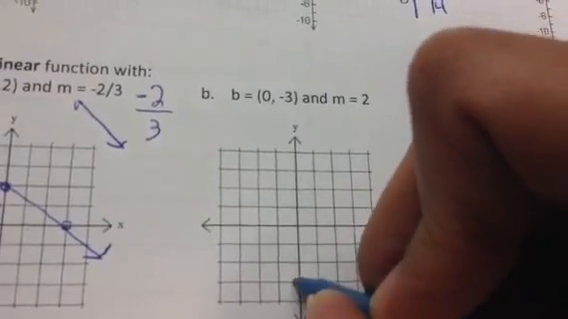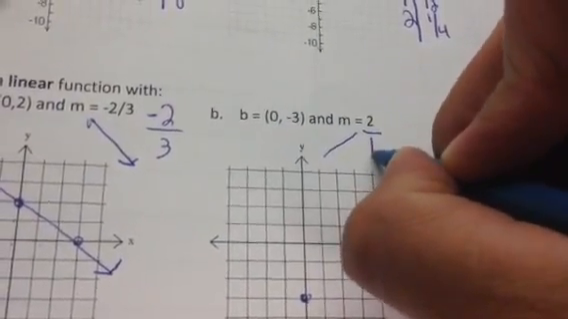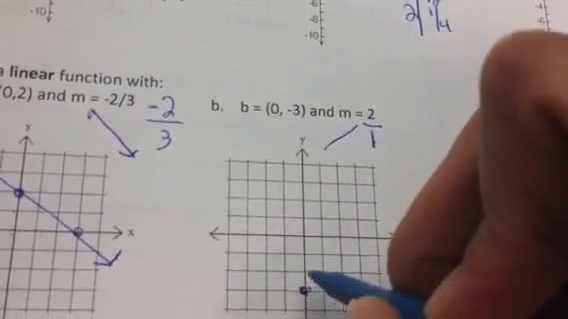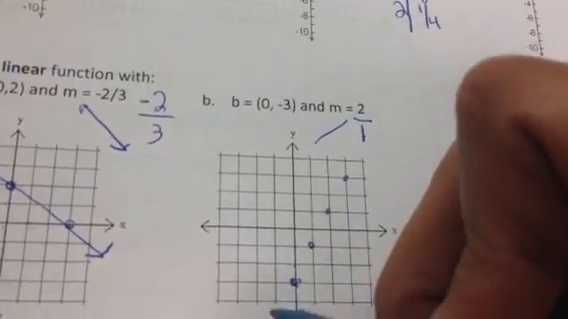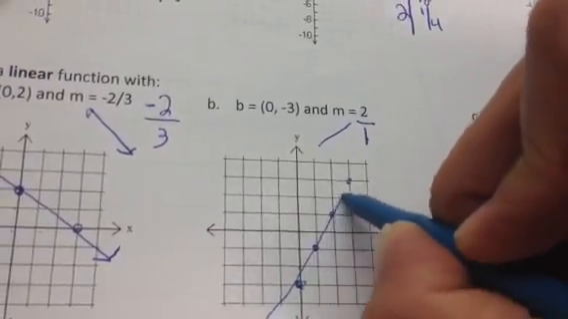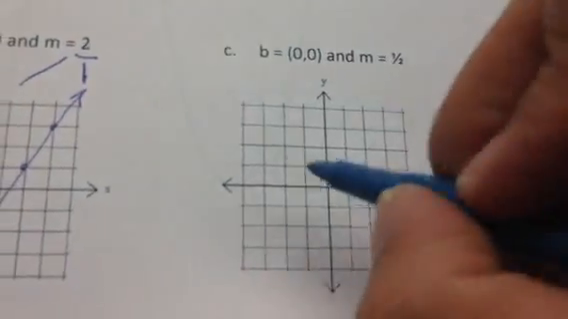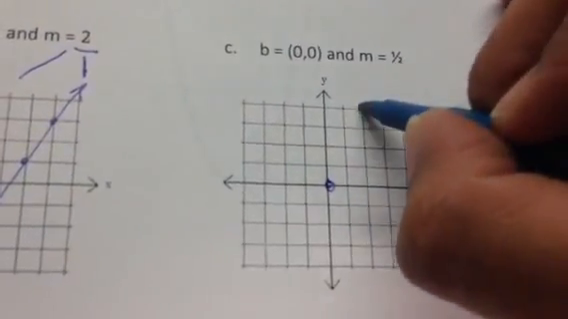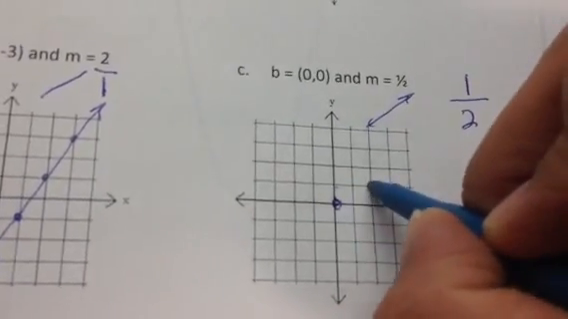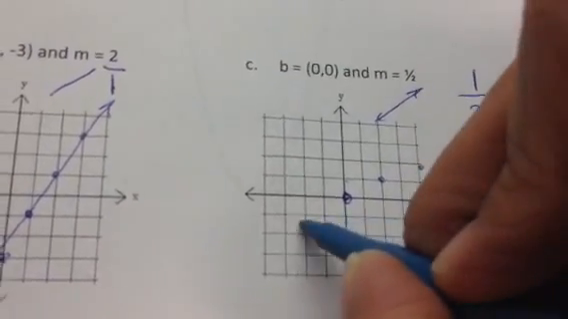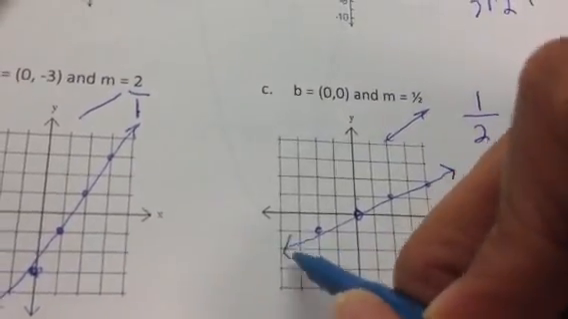Y-intercept of -3. This is a slope of 2. It's positive. It's going uphill. I need a rise over a run, so I'm going to rise 2, run 1. Up 2, over 1. And just make sure that when you're done, your line is going the correct slope direction. Okay? And finally, (0, 0). Slope is 1/2. It's going uphill. My rise is 1, my run is 2, so up 1 over 2, up 1 over 2, down 1 over 2. That's good. And then again, don't forget your arrows.